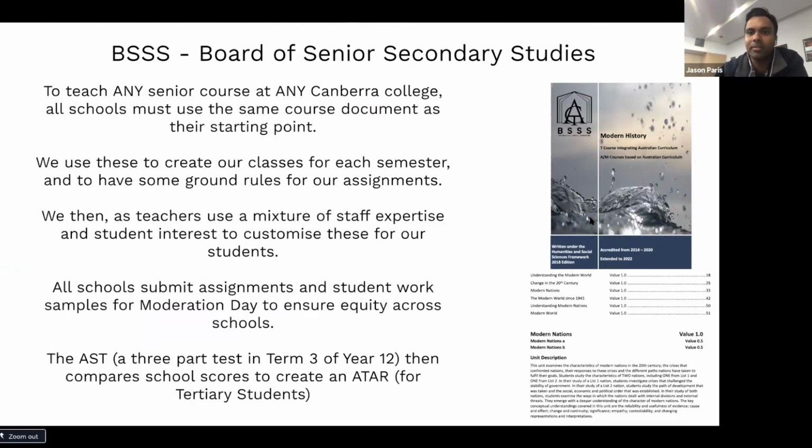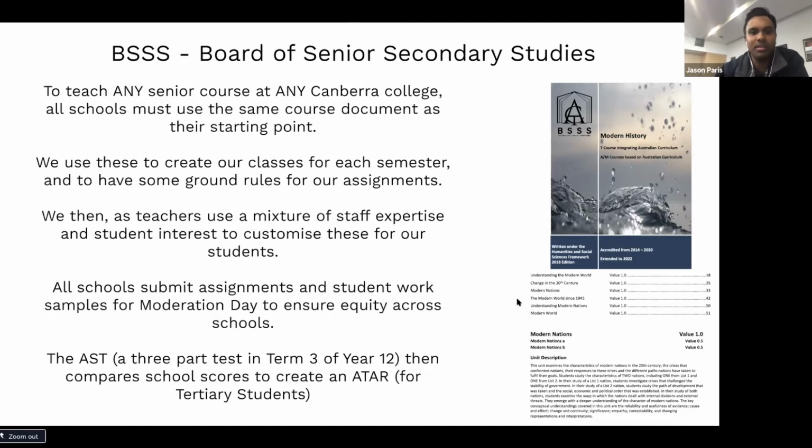So for instance, I've got a photo here of the modern history one. We've got Understanding the Modern World, which is the 1st semester. Change in the 20th Century is the 2nd semester. Modern Nations is the 3rd semester. The Modern World since 1945 is the 4th semester, and Understanding Modern Nations, and these 2 are different electives that you can choose as well. So whichever college, they all start off from the same course document.